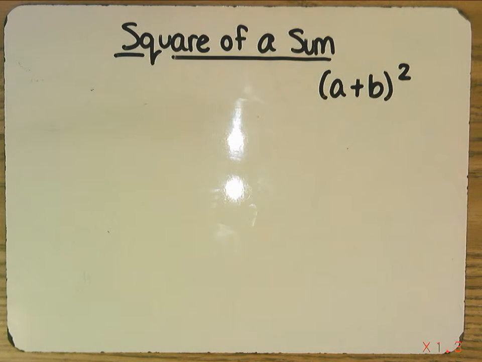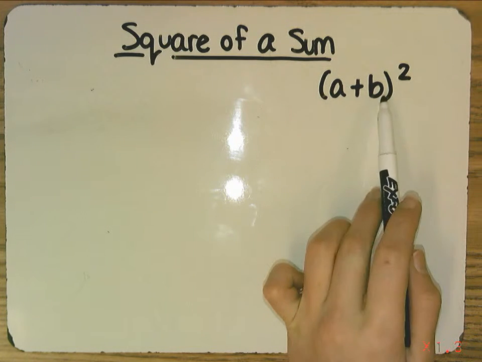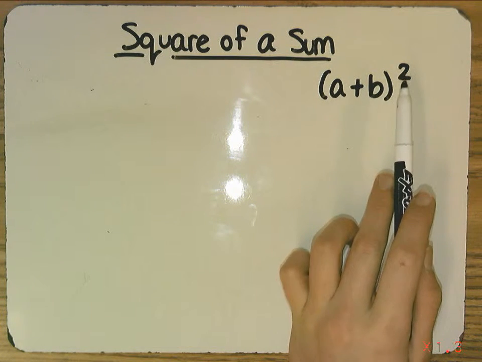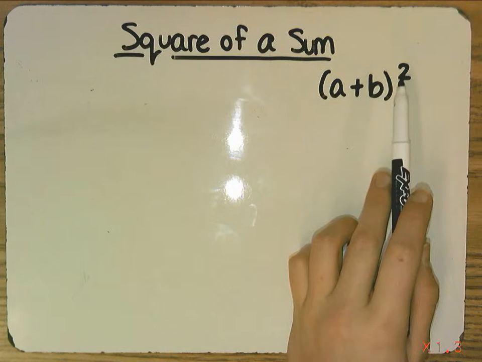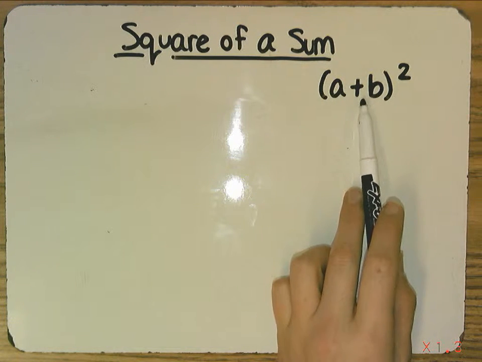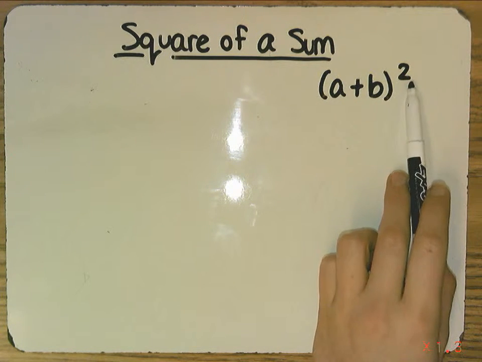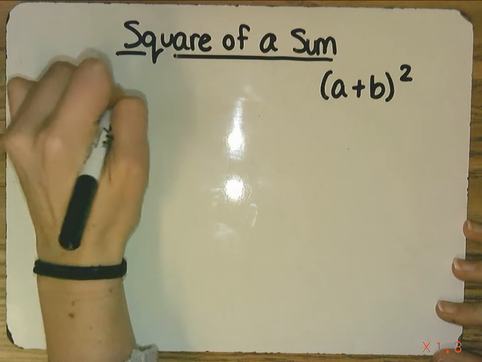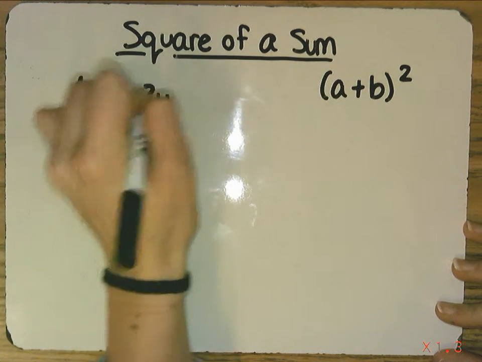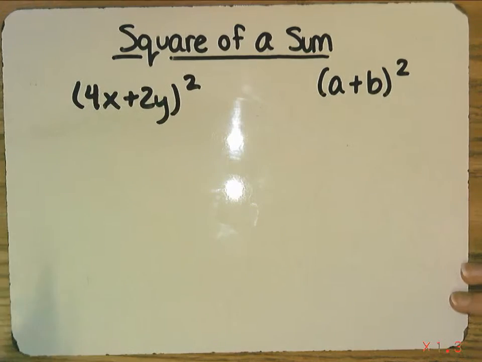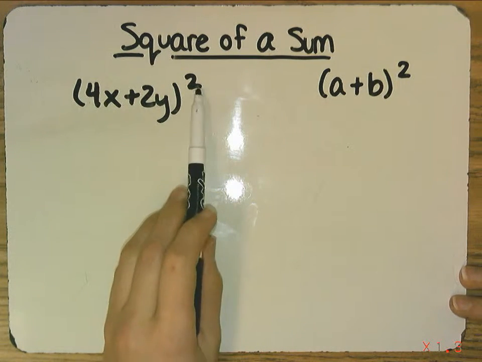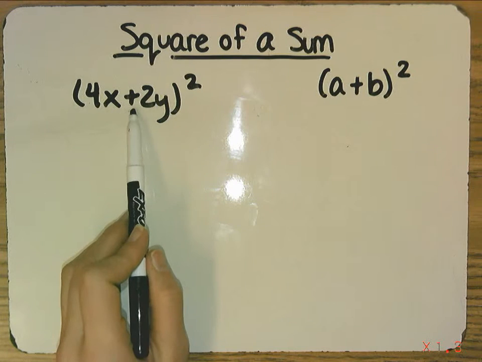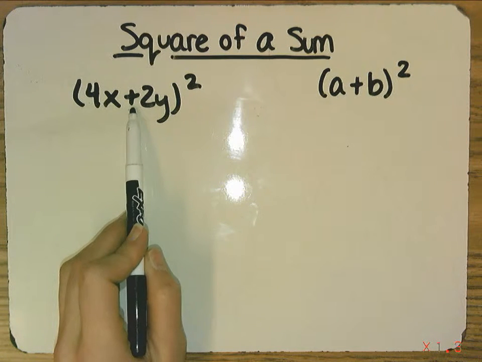We're going to take a look at the square of a sum, and it looks like (a + b) squared. This only works for binomials, and it only works when you have a plus here and squared, hence the square of a sum. So let's say we have the binomial 4x + 2y, and we're squaring it. This is the square of a sum, because I have squared, and I'm adding the two monomials.